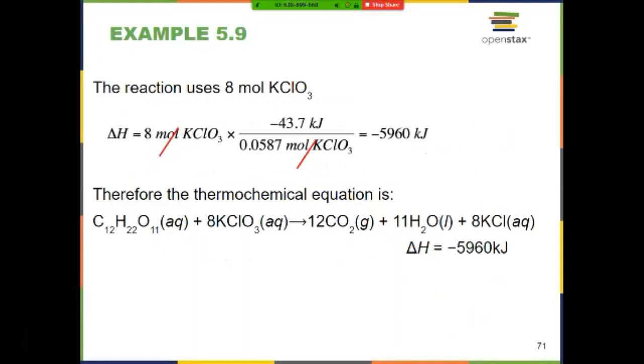I think this video has gone on long enough already, so I'm going to stop here and then start the third total video for this chapter a little bit earlier, where we'll talk about standard state and Hess's law.